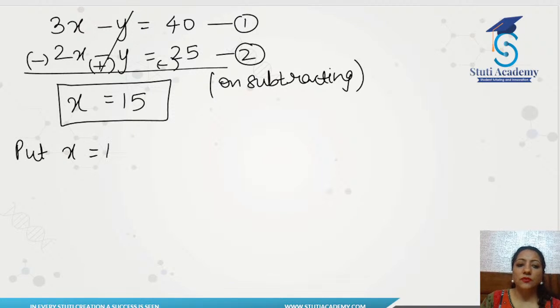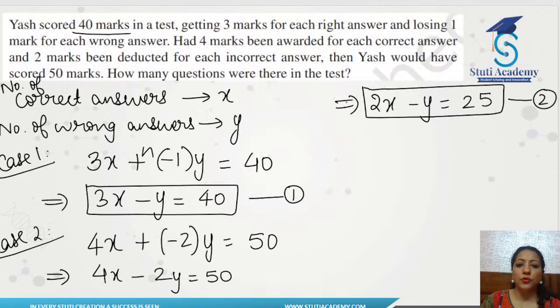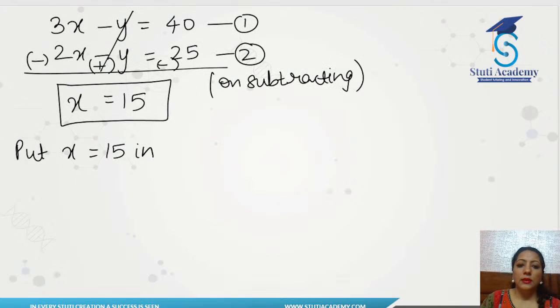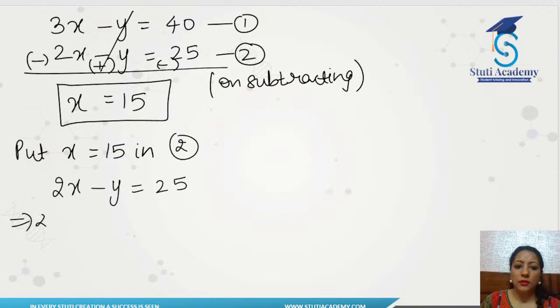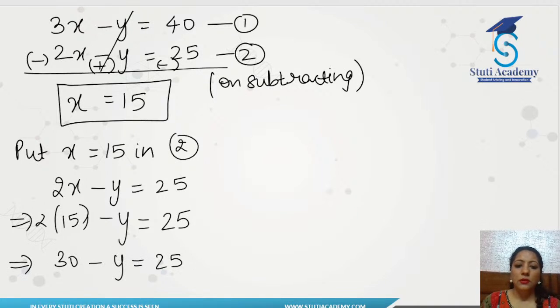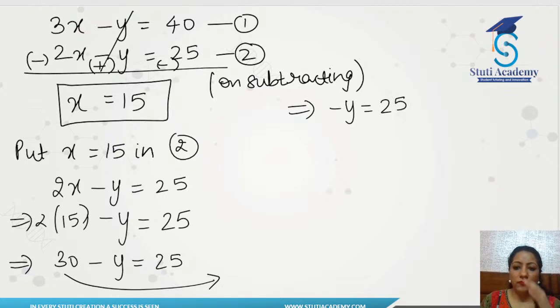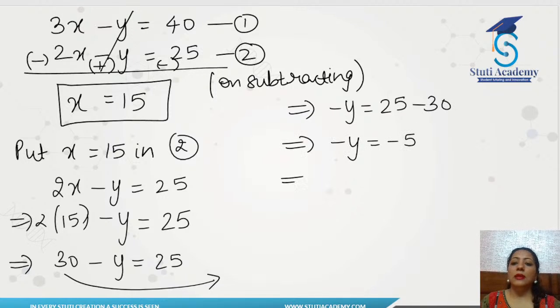Now let us put x is equal to 15 in any of the equations. So I am putting this in the second equation, 2x minus y is equal to 25. I am going to put 15 in place of x. So this is 30 minus y is equal to 25. 30 will go on the other side. We are going to get minus y is equal to 25 minus 30. So we have minus y is equal to minus 5. And then we have y is equal to 5.